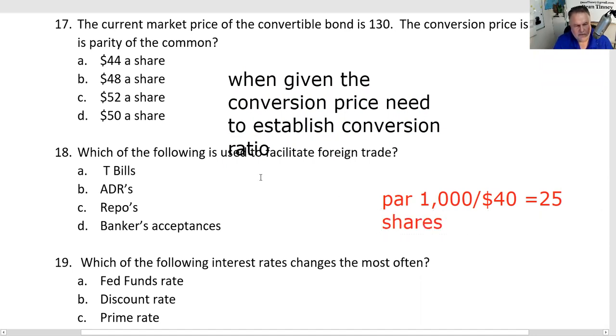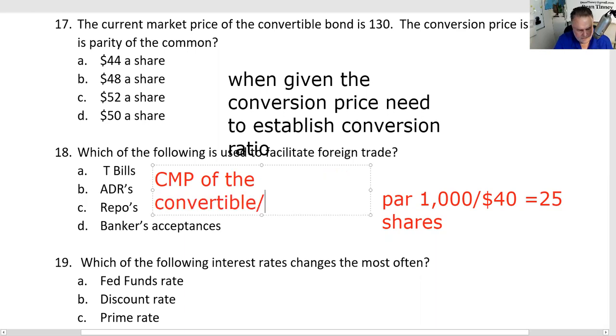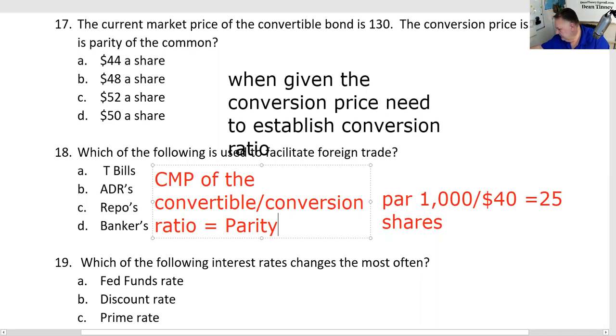And so then the way I'm going to get parity is I'm going to take the current market price of the convertible. I'll put CMP, that means current market price of the convertible, and I'm going to divide by the conversion ratio, and I will get parity. I would expect you're going to have to do a parity calculation. So let me get my calculator. And now I'm back in business.